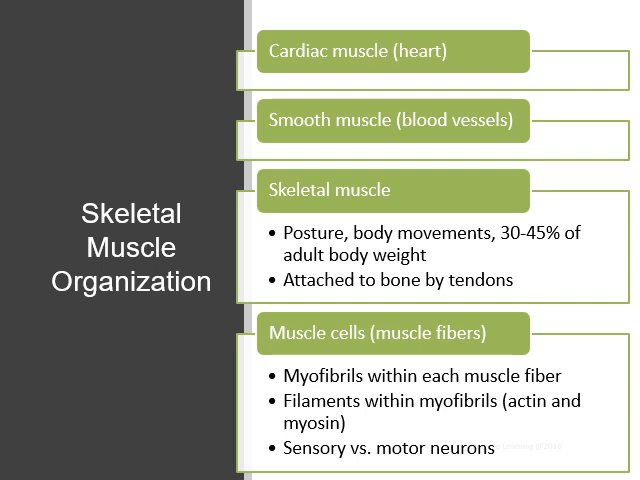The skeletal muscle system includes muscle fibers. Within each muscle fiber are myofibrils, which are strands of contractile protein. Within the myofibrils are filaments, which are proteins. Examples of filaments include actin and myosin.